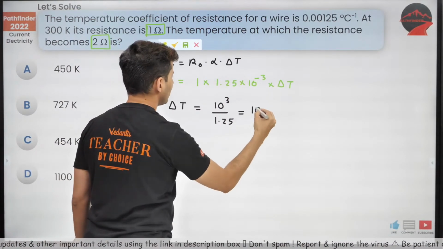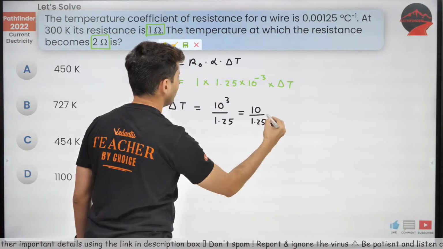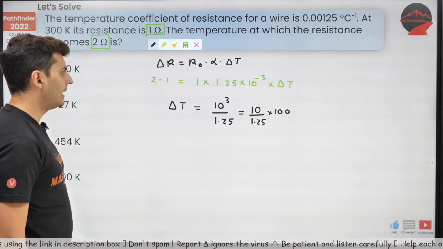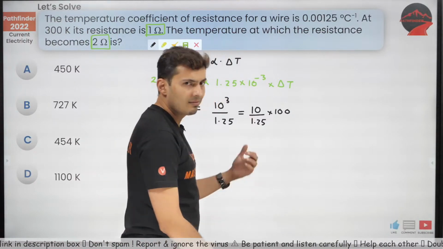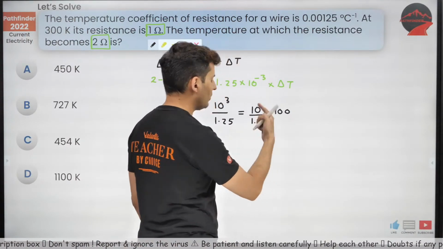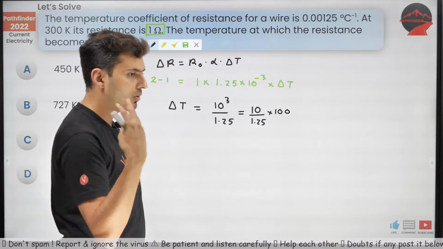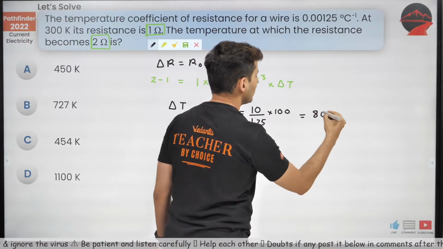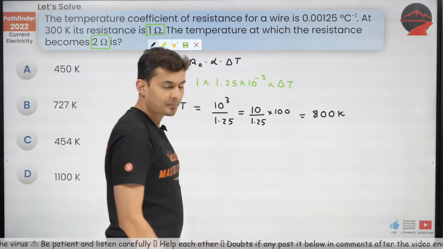So this I can write as 10 by 1.25 into 100. 1.25 goes 8 times with 10, because 1.25 into 2 is 2.5, and 2.5 into 4 is 10. So this will be 8 times, so 800. So this will be 800 Kelvin.